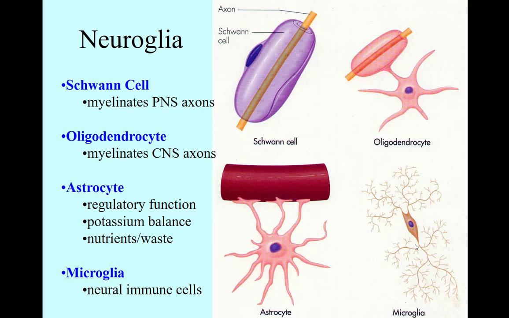Since then, we realized that glia do a lot more than we thought, and some can even carry a charge, which is surprising. But let's look at the four types right here.